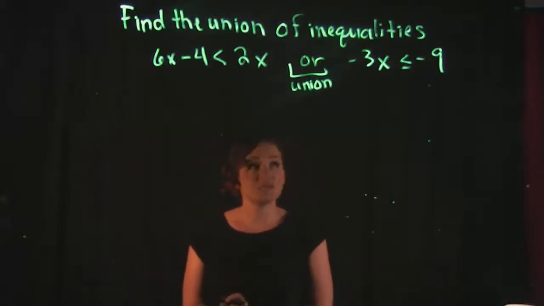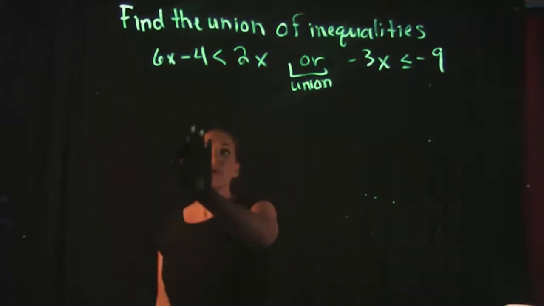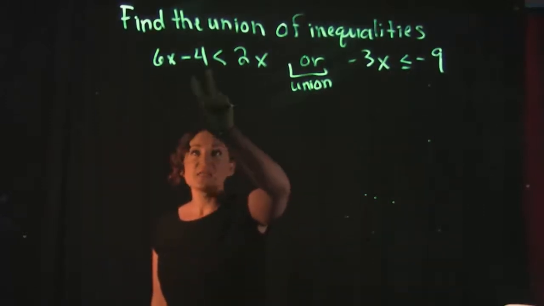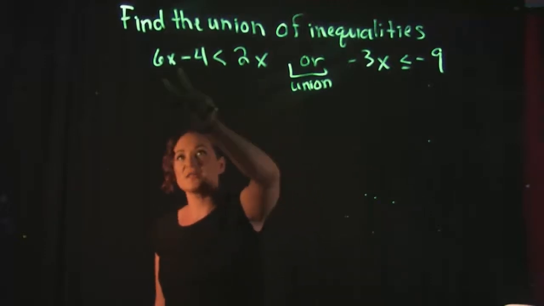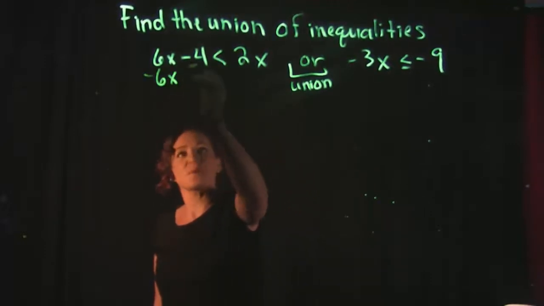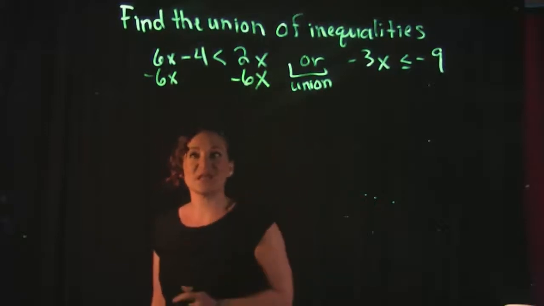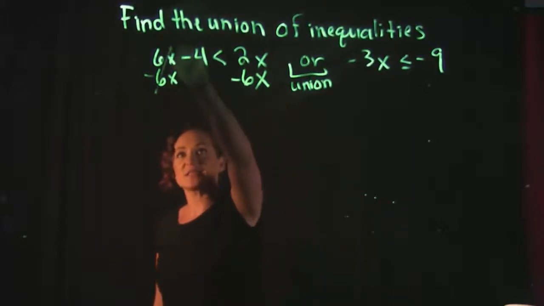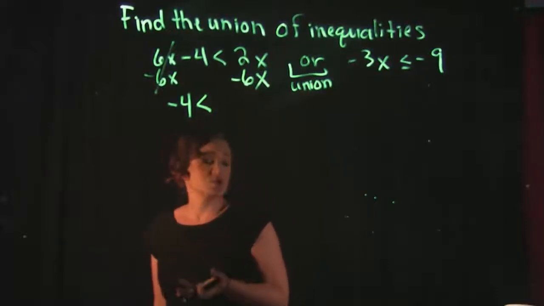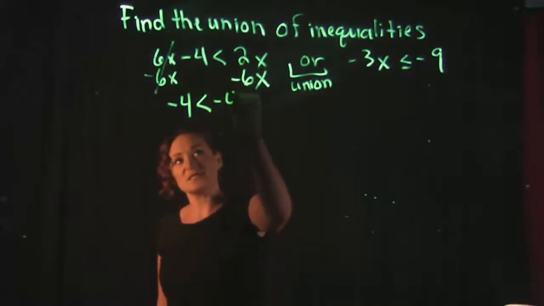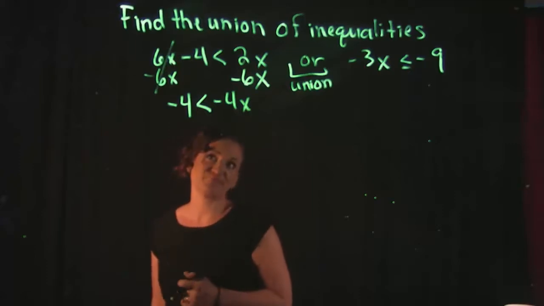So first we do need to solve these equations, and we are solving them for x. So using our solving equation skills, since I only have one number on the left-hand side, I'm going to move my x's over to the right. This is a positive 6x, so I'm going to do the opposite and subtract it on both sides. 6x minus 6x cancels, so let's drop down the minus 4, less than. 2x minus 6x gives us negative 4x.